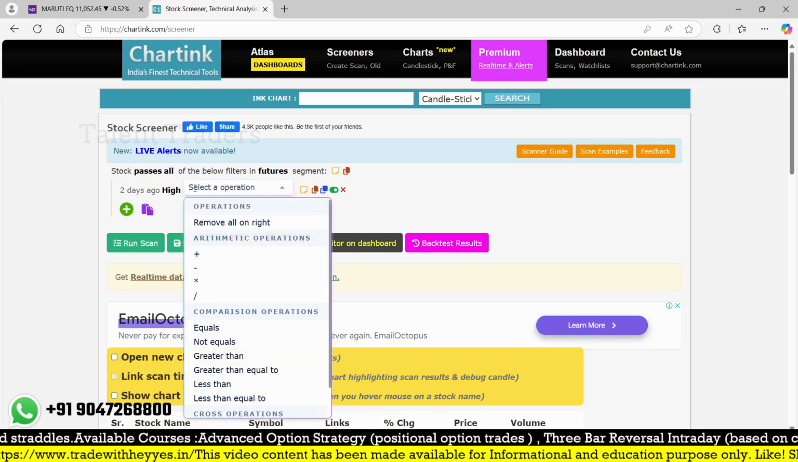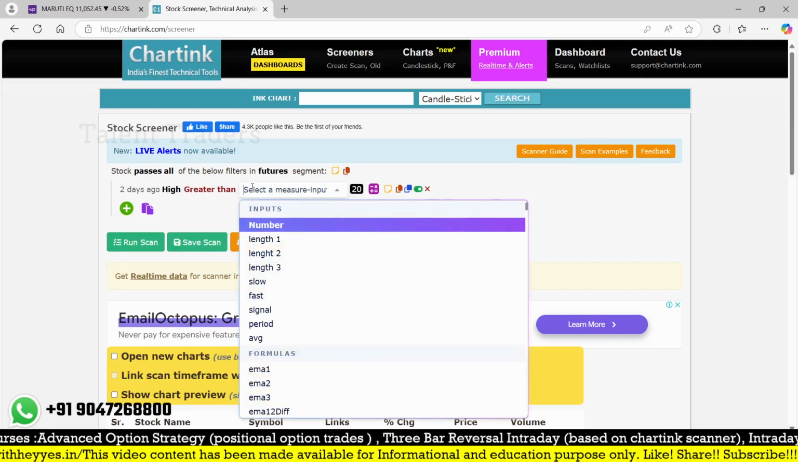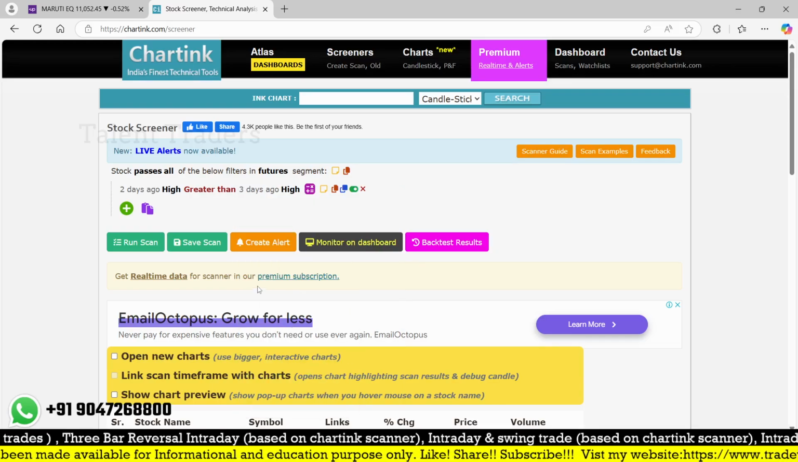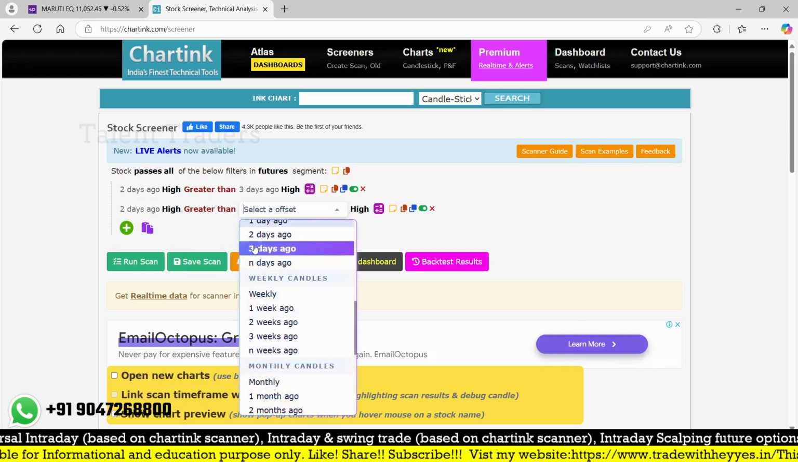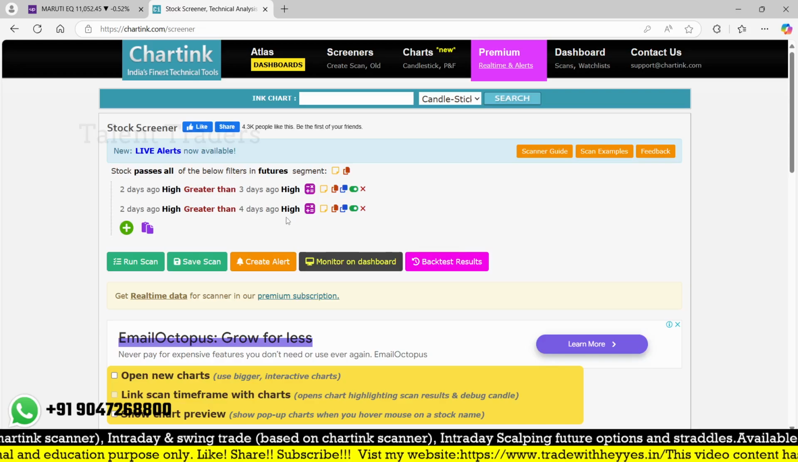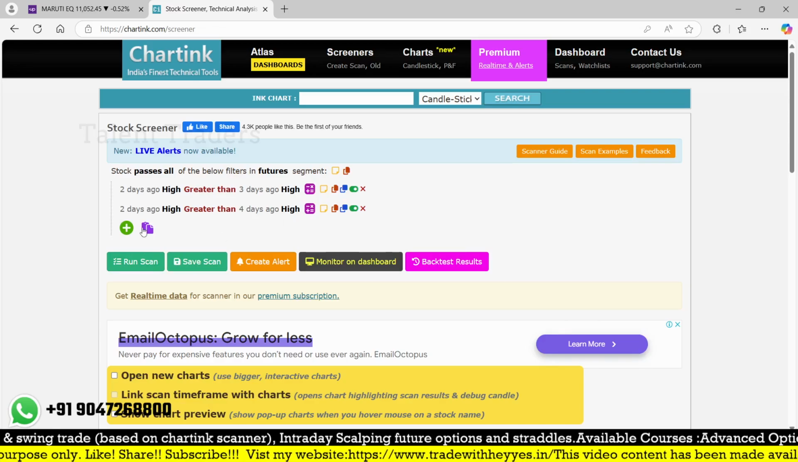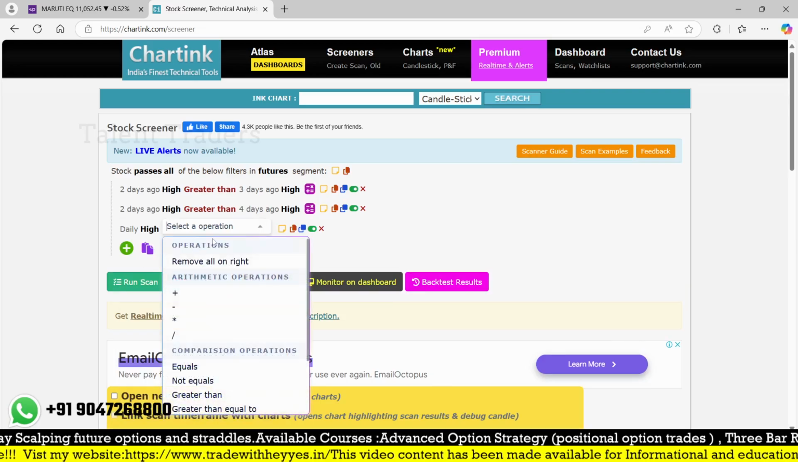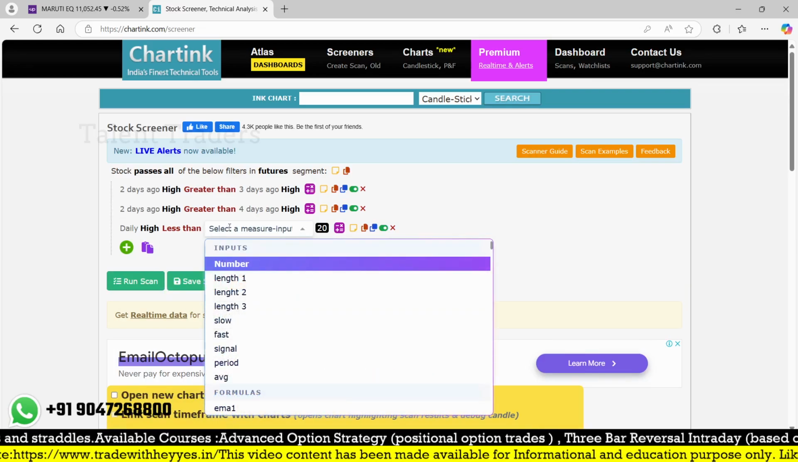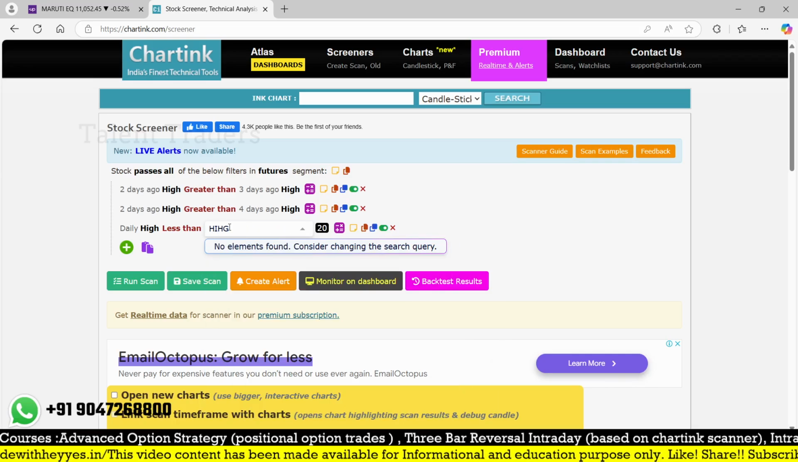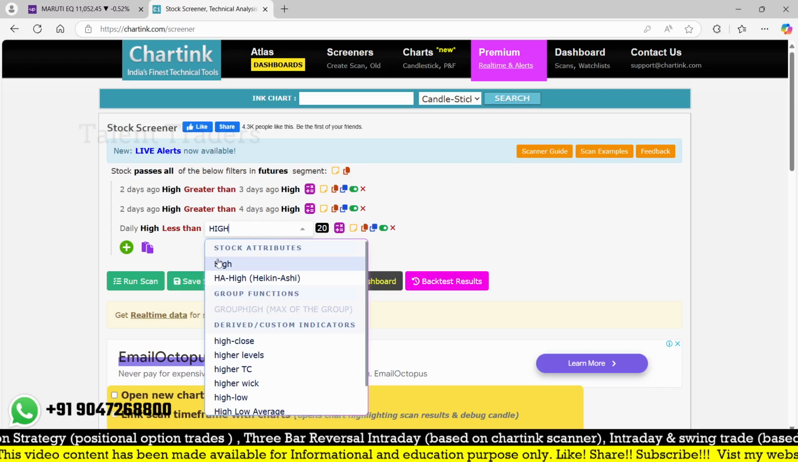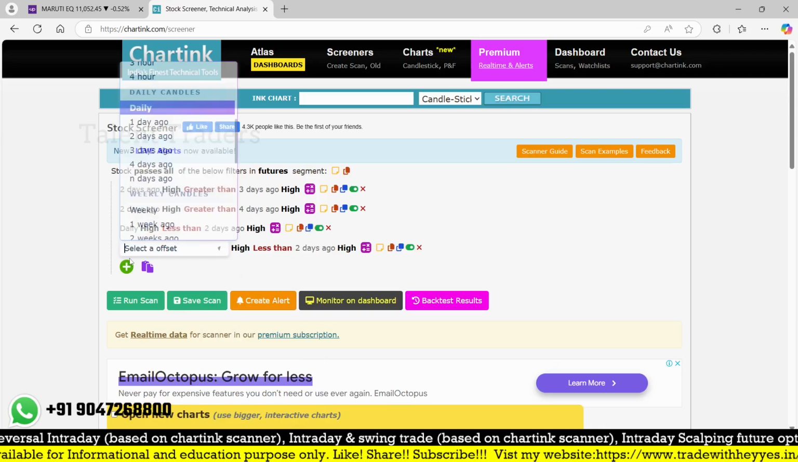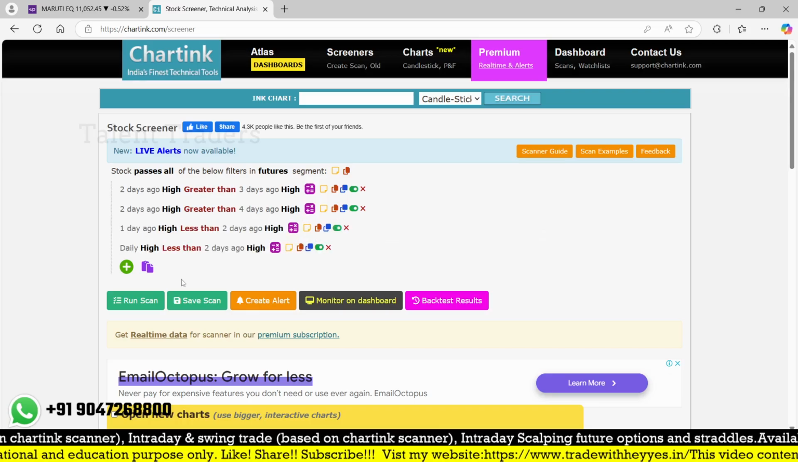The second candle high should be greater than the high of -3, so the -3 candle high. The same we can copy and add for 4 candles. For the next two candles, the high should be less than the high of -2 candle. Here I'm using all the highs because we are going to find the swing high. So 2 days ago, and just copy this for 1 day ago. This will give you the 5 candle pattern.